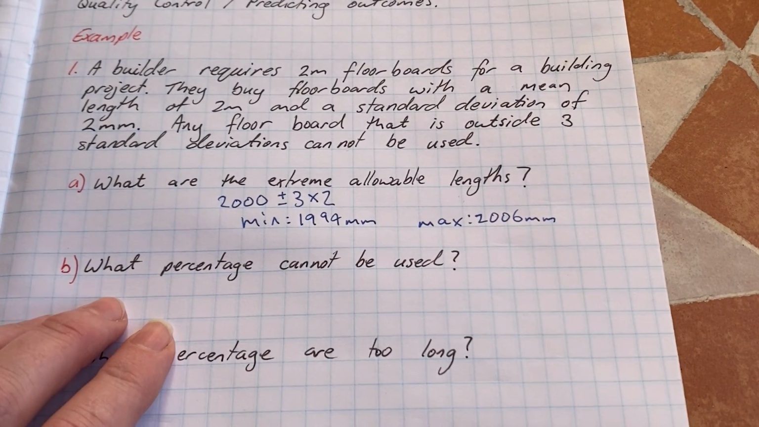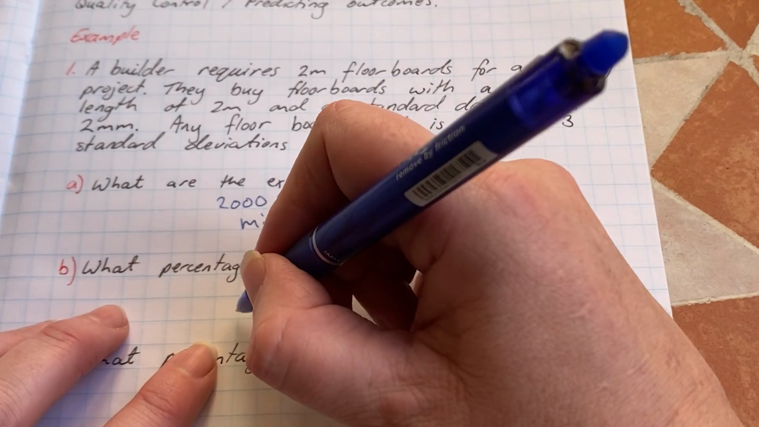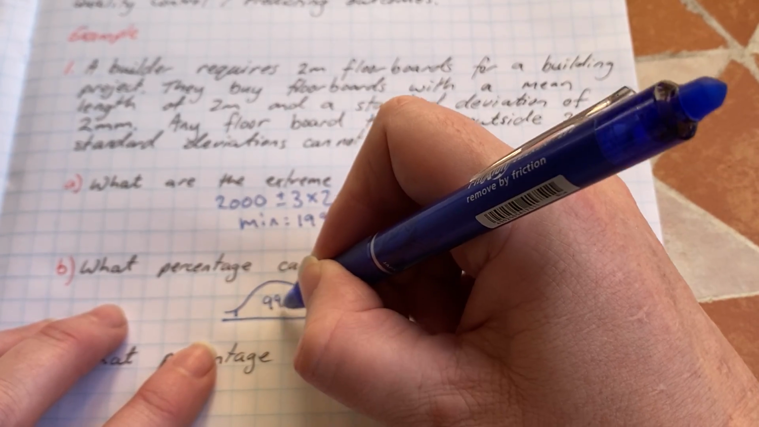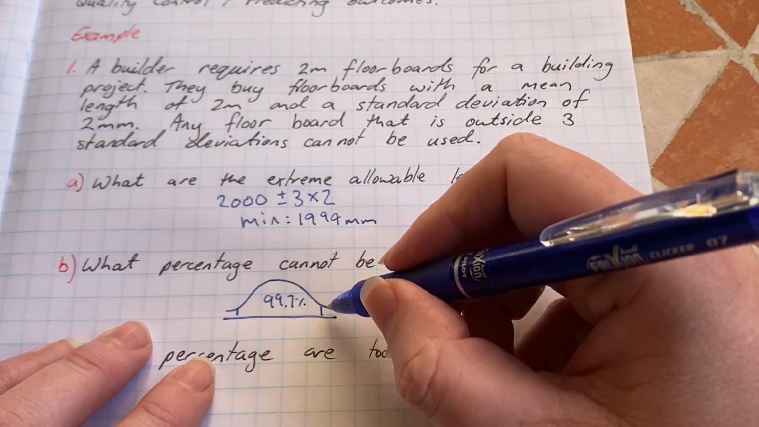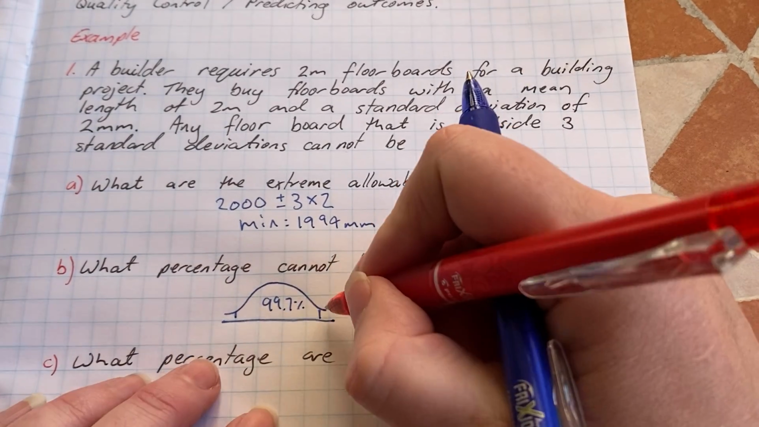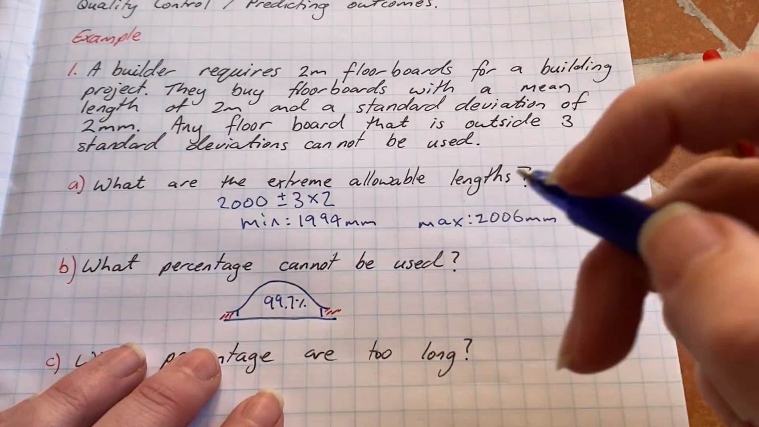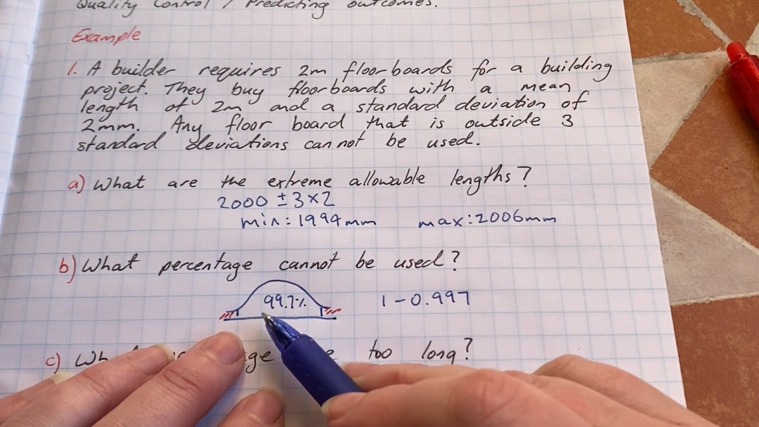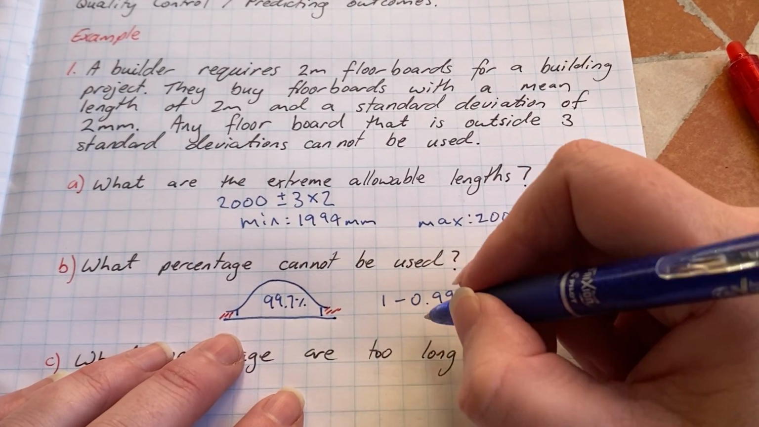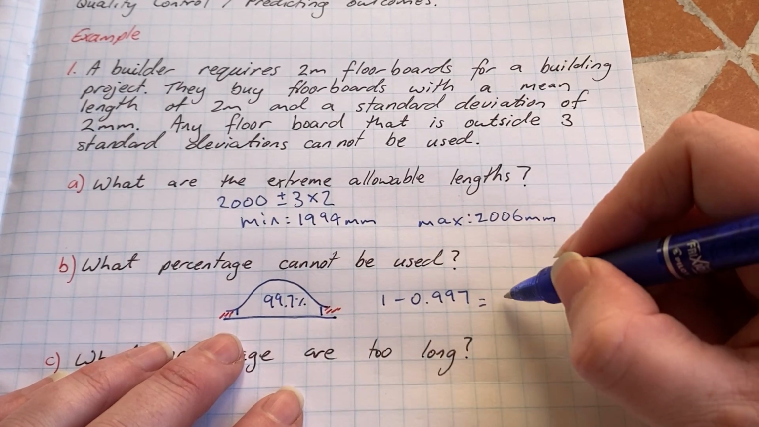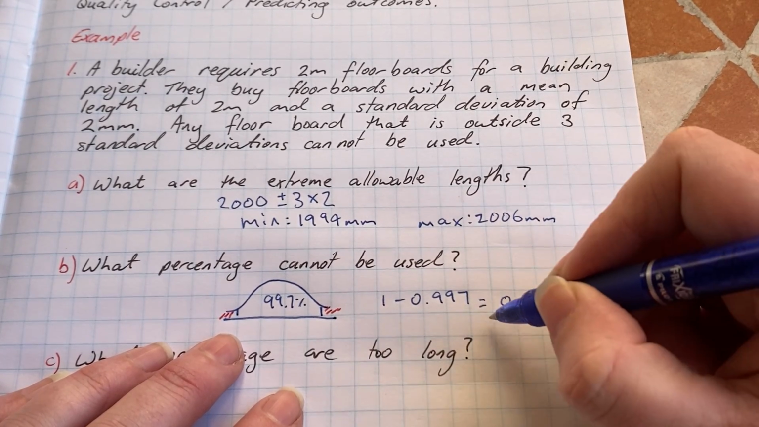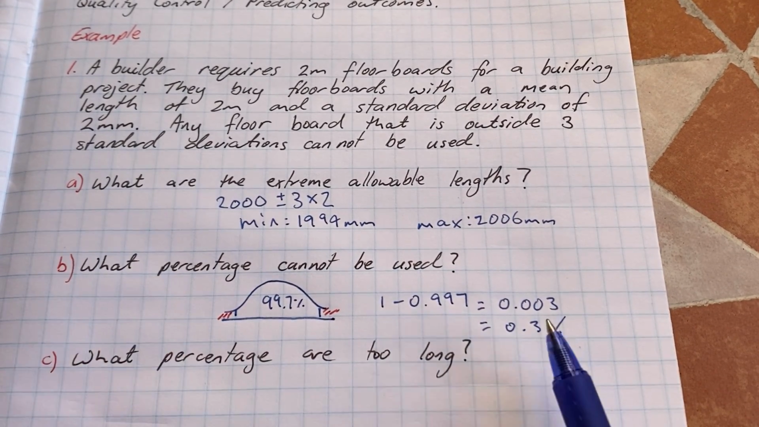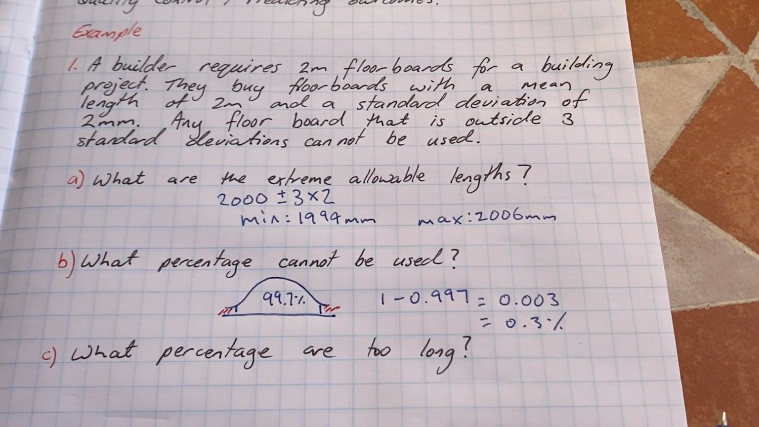What percentage cannot be used? So this goes back to our empirical rule, okay? Remember, 3 standard deviations inside is 99.7%. So those that can't be used are the ones on the outside. So we're looking at these ones here and these ones here. So it's 1 minus 0.997, or you could go 100% minus 99.7%. And that's going to be 0.3% or 0.003, 0.3%, because they did ask what percentage. I did give it as a percentage. You could go 100 minus 99.7, as I said.